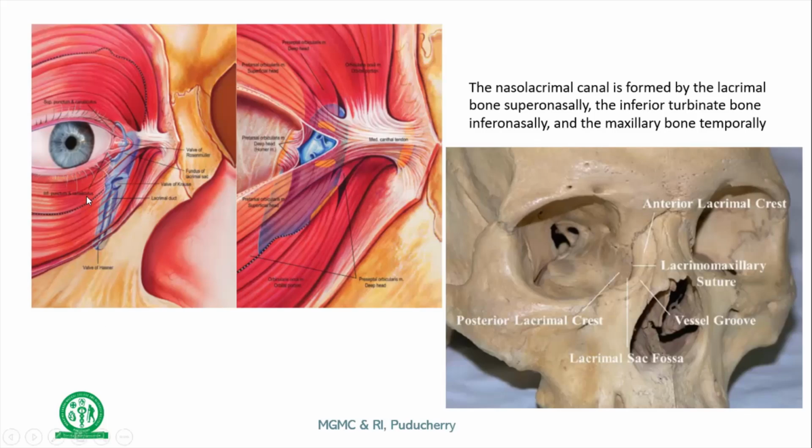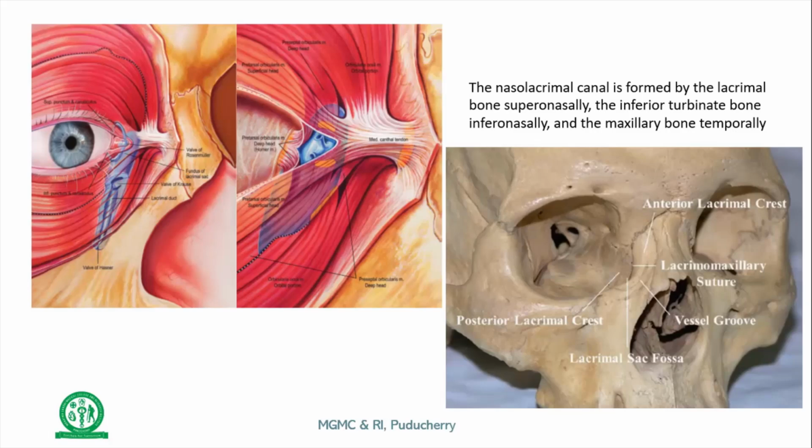The relationship of the medial canthal tendon to the lacrimal sac is very important. So the medial canthal tendon has an anterior limb and a posterior limb. The anterior limb has two lamellae, the anterior lamella and the posterior lamella.